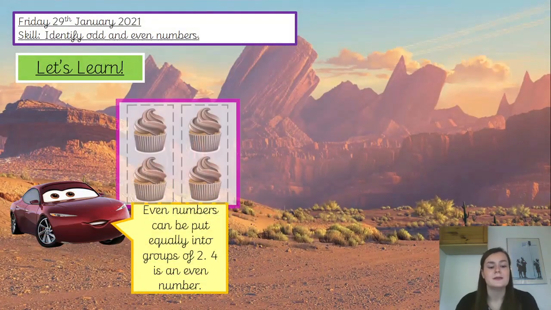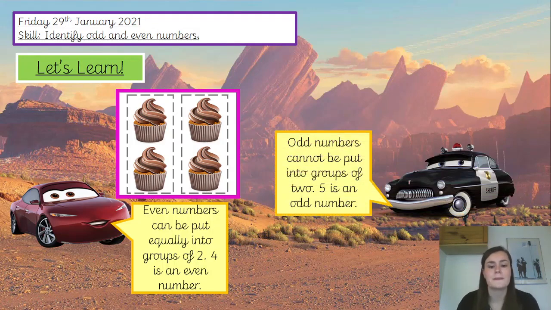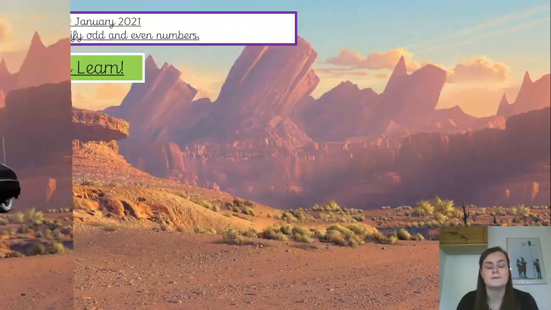So the even numbers can be put equally into groups of 2. So 4, for example, is an even number because we've got 1, 2, 3, 4 cupcakes, and they can be split into 2 groups. So we've got 2 here and 2 in this group, and there's none left over. So 4 is definitely an even number. But odd numbers can't be put into groups of 2. So for example, 5 is an odd number because we've got a group of 2 here, a group of 2 here, but we've got that extra 1 left over, so it's not going to be equally shared between 2, which means it is an odd number.